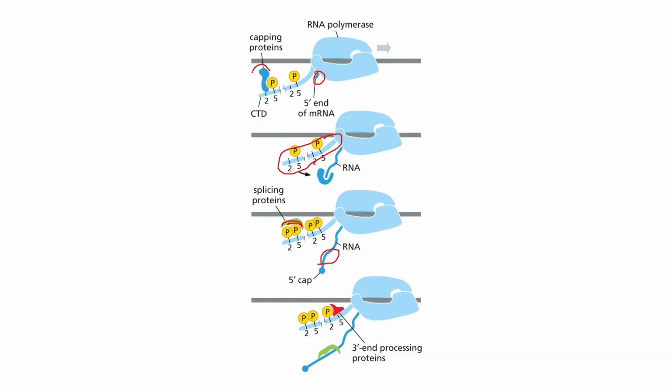Now, there's also a capping protein that is first there. So once the 5' end gets long enough, this capping protein is going to encapsulate the RNA to protect the tip, and then as it gets longer, more splicing protein is going to be latched onto it, because again, it's going to aid in the excision of the introns.